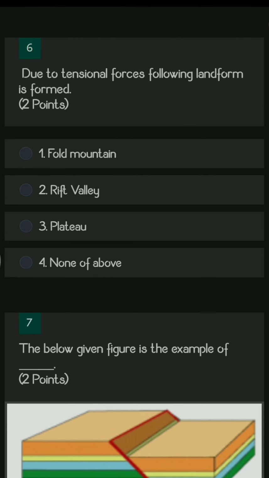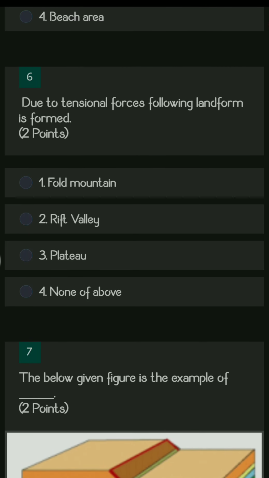Next question: due to tensional forces, the following landforms are formed. We all know that tensional forces always work opposite to each other, in opposite directions, so stress is always created. The options are fold mountains, Rift Valley, plateau, none of the above. The right answer is Rift Valley.